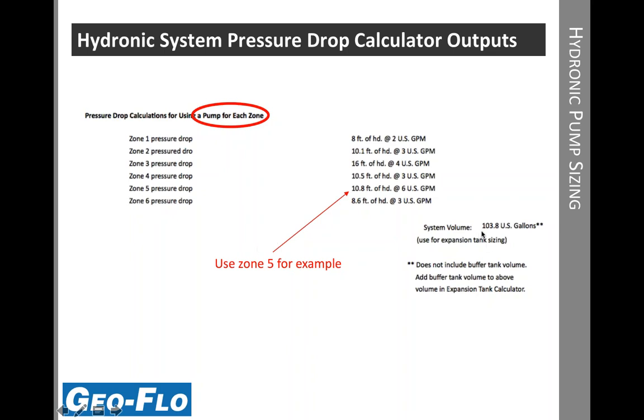The output also shows you the volume. So if we want to size an expansion tank for this system, it tells us the gallons of the system. We would add in the buffer tank capacity. In this case, if it's a hydronic tank, it would be 50 gallons. So we'd use 153.8 gallons for our expansion tank sizing. But let's do the pump sizing first for zone 5.